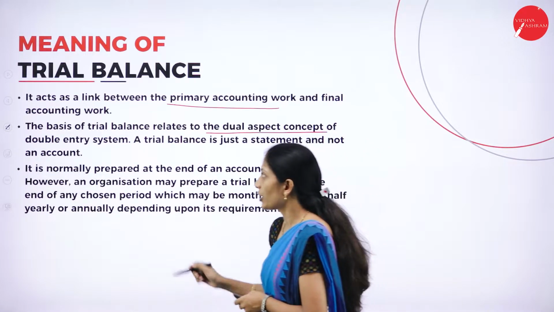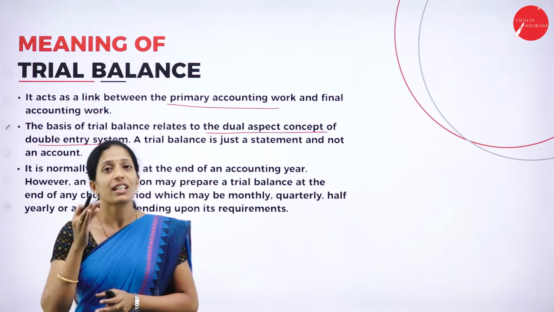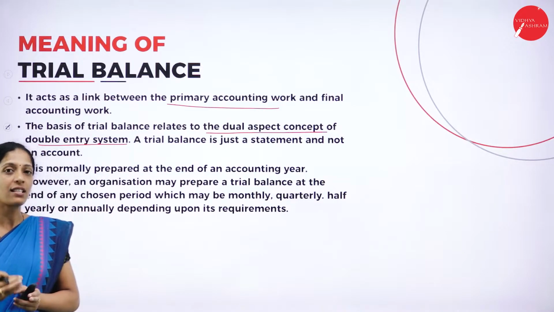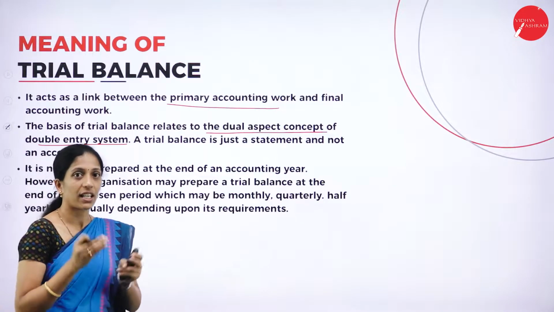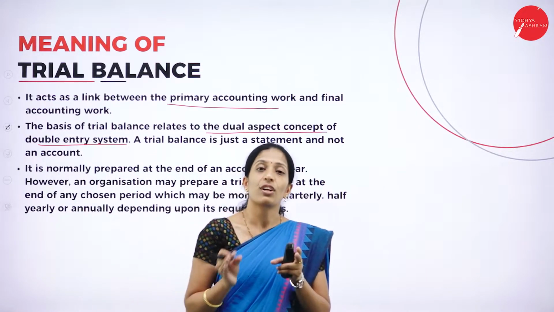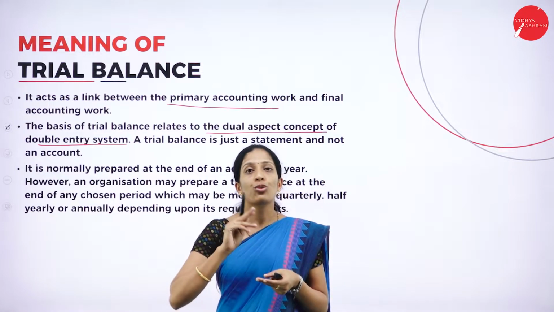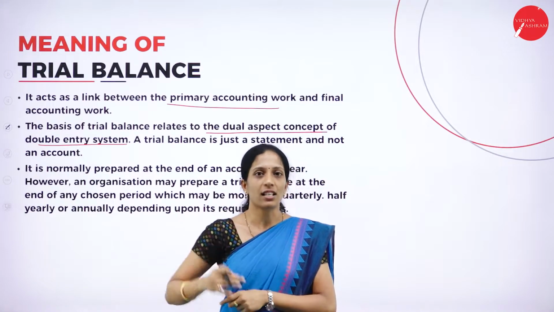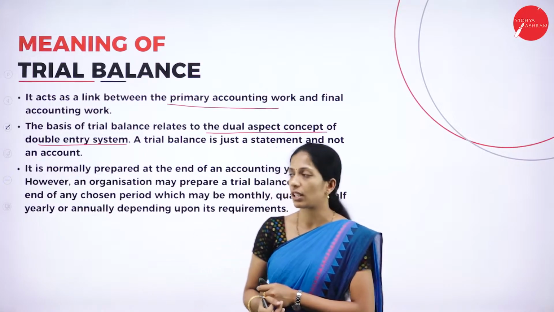The basis of the trial balance relates to the dual aspect concept of the double entry system. As I've already told you, it's all related to the double entry system, which tells us that for each and every debit there should be a corresponding credit. In the sense, one is the giving aspect, the other is the taking aspect. For each and every transaction in the journal entry, two aspects are recorded simultaneously, one debit and the other credit, where the total of debit should be equal to the total of credit.